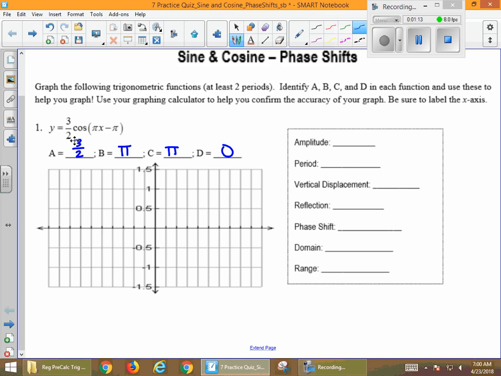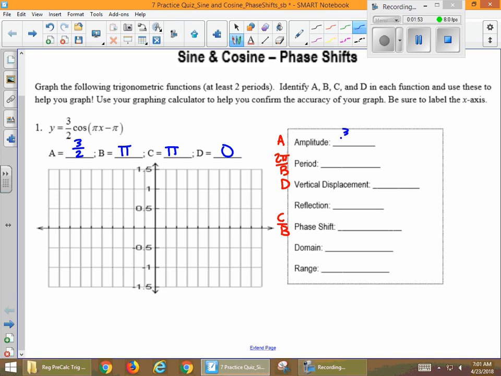I also like to label over here how I get the details that help me graph the amplitude, period, etc. So the amplitude is A, and the period is 2 pi divided by B. Vertical displacement is just D. For a reflection, you're looking for a positive or a negative on the coefficient of your whole function or the coefficient of x. The phase shift is C divided by B. If you know what all those little mini equations are, you're really in a good shape. Let's fill in our details now.